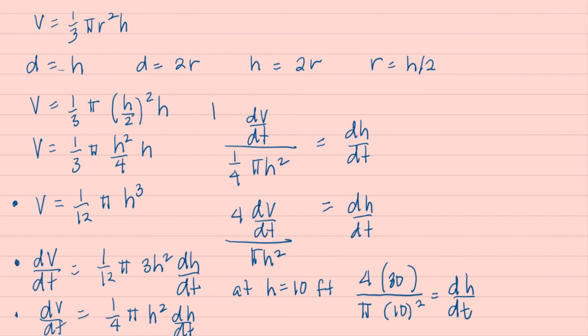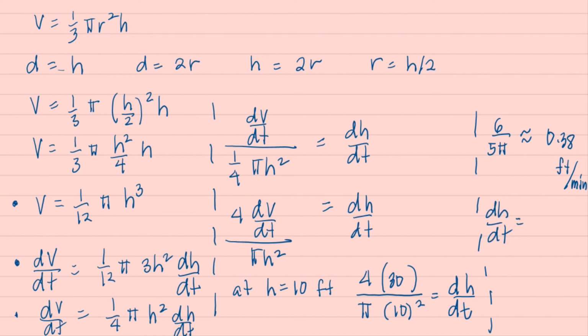So let's continue on this side. We have 4 times 30 divided by the quantity pi times 100, which is 10 squared. So we get 6 over 5 pi, which is approximately 0.38. The unit is in feet per minute. So therefore, dH over dt is 0.38 foot per minute.